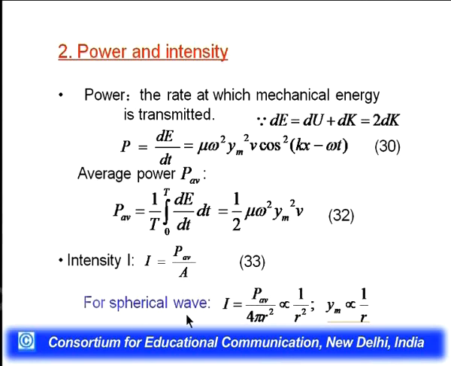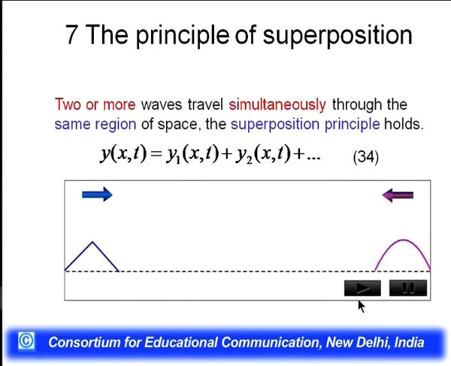Now for the spherical wave, intensity is defined by power divided by the area, which is 4 pi r square. The intensity is inversely proportional to r square, and then the displacement amplitude ym is directly proportional to 1 by r, as we know that the intensity is proportional to the square of the amplitude. That is why we write ym directly proportional to 1 by r.